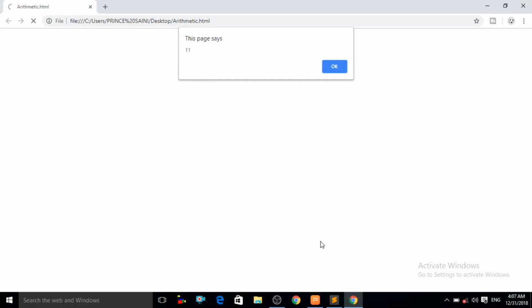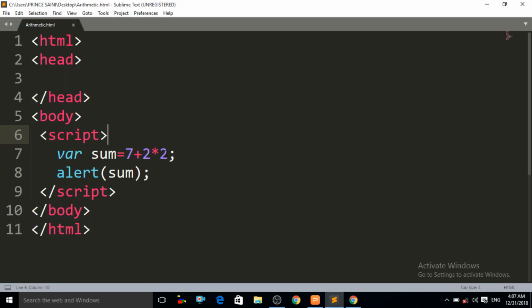This is the 11. Why 11? Because first it will add, that is 2 to the 4, and 4 plus 7, that is 11, friends. You can't write here 7 plus 2, that is 9, and to the 2, that is 18. You can't.